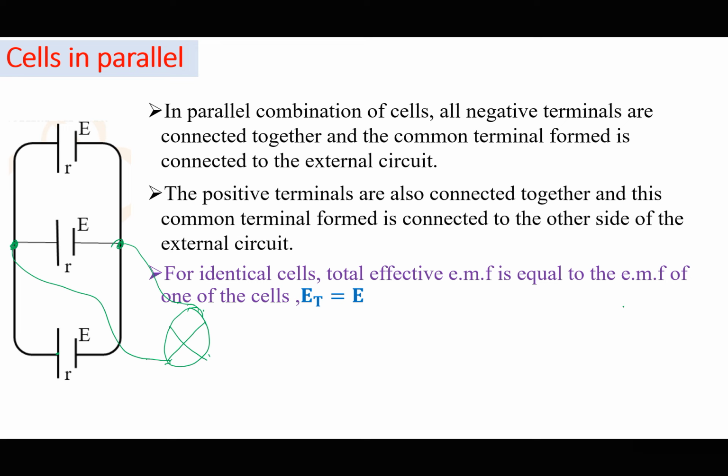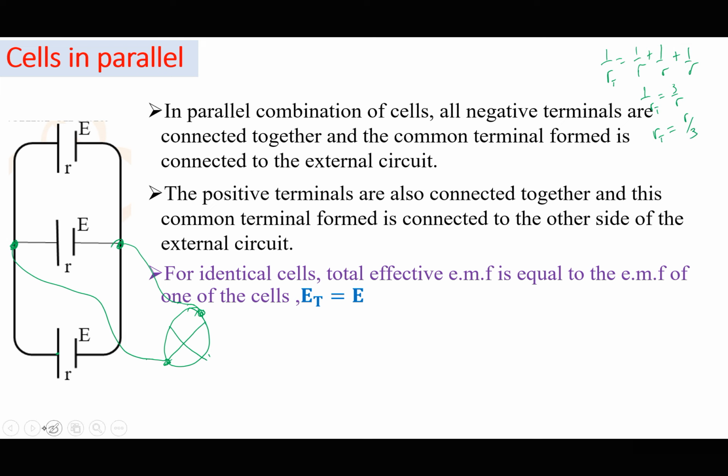So if these cells are identical and each has EMF E, then the effective EMF across this bulb is just going to be the EMF of just one cell. And of course, the total resistance, because these behave as if they are resistors in parallel. For resistors in parallel, we know that 1 over R total is equal to 1 over R plus 1 over R plus 1 over R. So for these cells in parallel, 1 over R total is going to be equal to 3 over R. When I get the reciprocal, R total becomes R divided by 3.